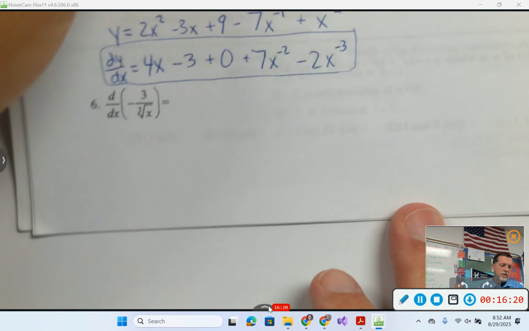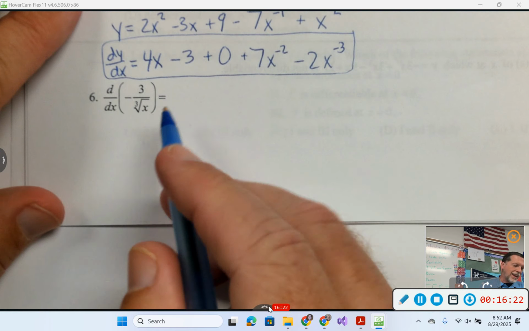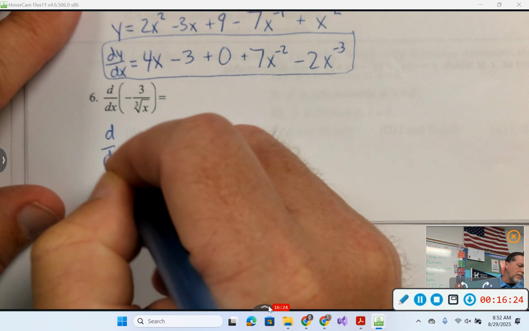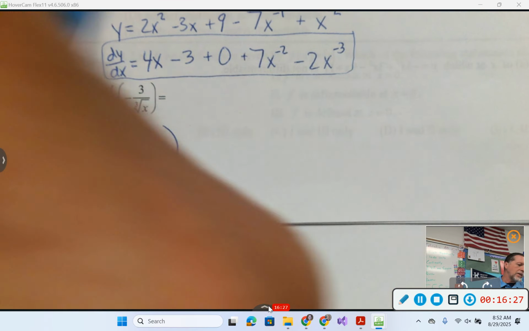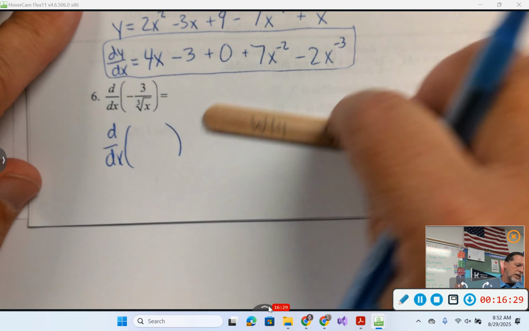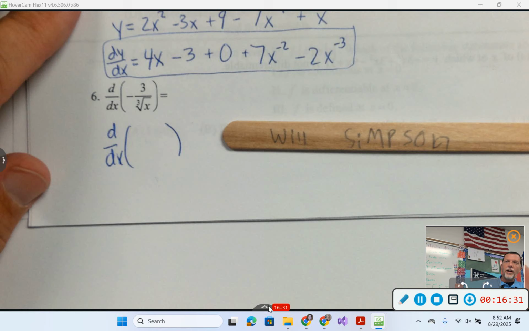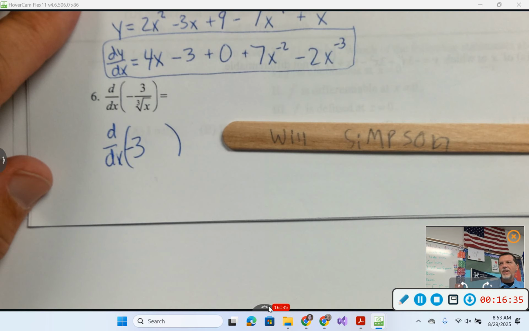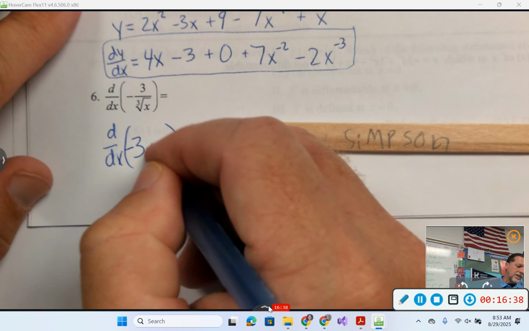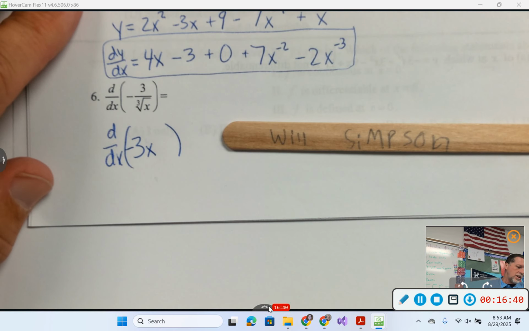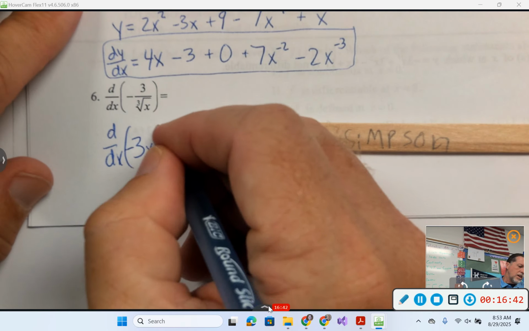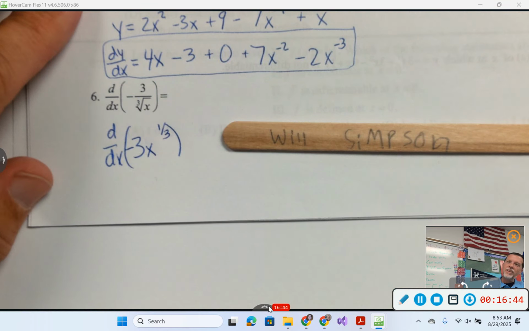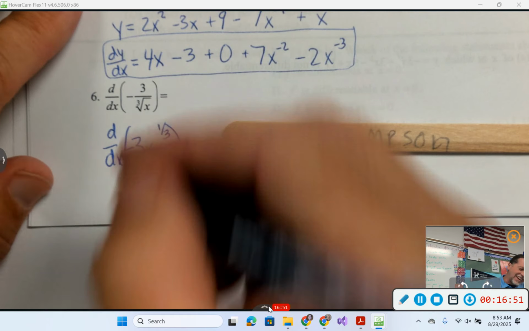Alright, that last one. I don't like that as it stands. I need to algebra that first to make it look better. Will, can you algebra that into something nicer? Meaning x with a power? 1/3. Kind of? I mean, it is x to the 1/3 negative.